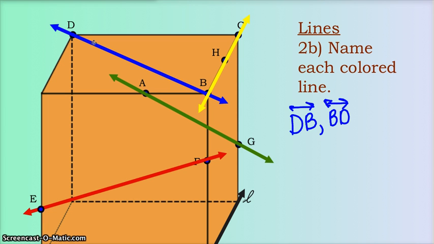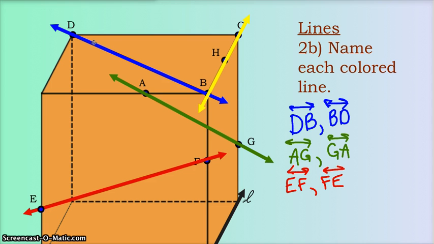The green line goes between point A and G, infinitely in both directions. The red line, points E and F, again, infinitely in both directions. The black line has no letters on it other than the lowercase letter l.